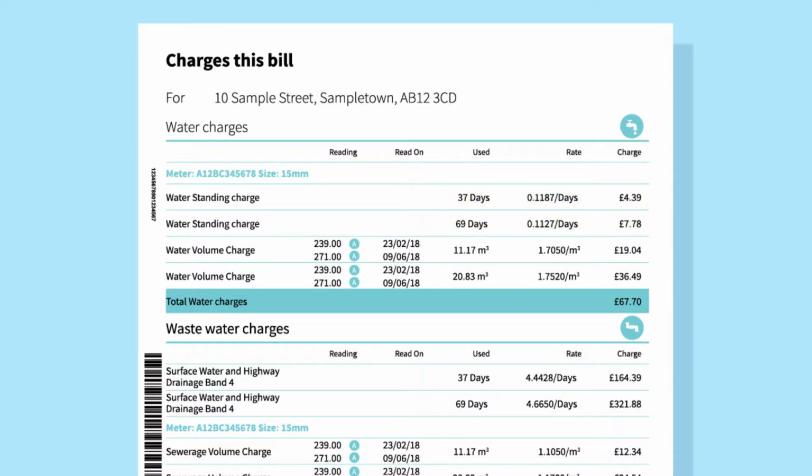Next is the water volume charge. This is the amount you pay for the clean water you've used. We either work it out using meter readings or as an estimate. An A next to it means we've used a meter reading, while an E indicates it's an estimate. Our estimates are based on your historical use of water. From this, we know how much water you've used, measured in metres cubed. That's the number here. We charge a price in pence for each metre cubed of water you use, so we multiply the amount used by this price to work out the total cost. We then add the standing water charge to this, and you have the total water charge for your clean water.